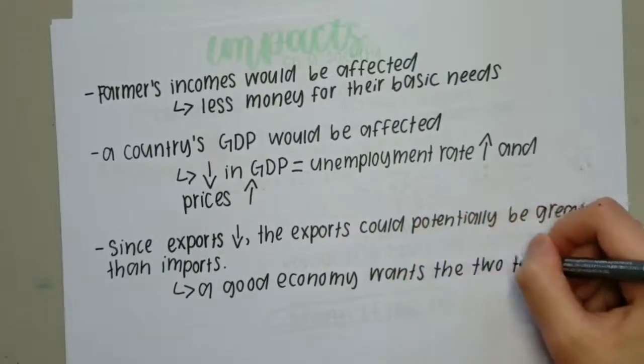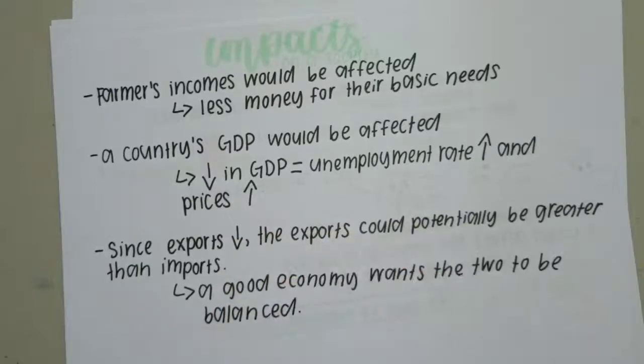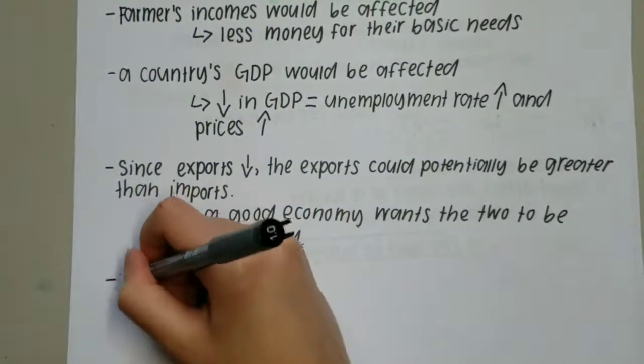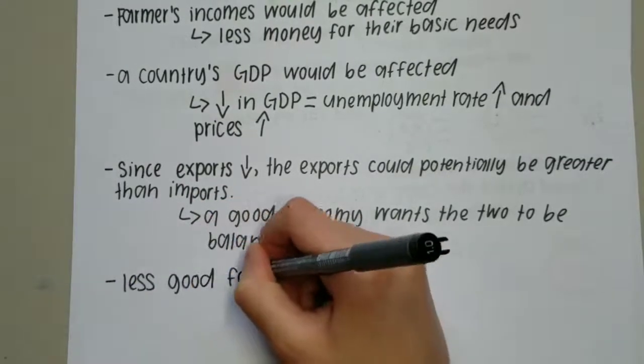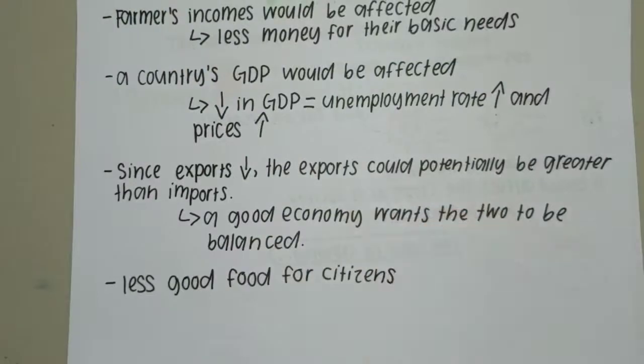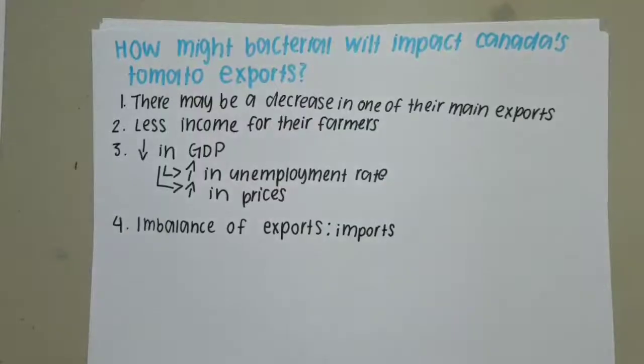If there's a decrease in GDP, then there will be an increase in unemployment rate and an increase in the prices of products. If the impact is large enough, then the export to import ratio may become imbalanced. A good economy wants the two to be around equilibrium. So with all that information being said, let's go back to the original inquiry question.